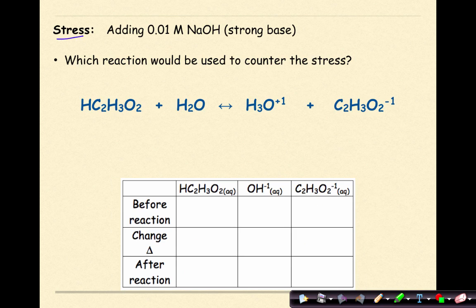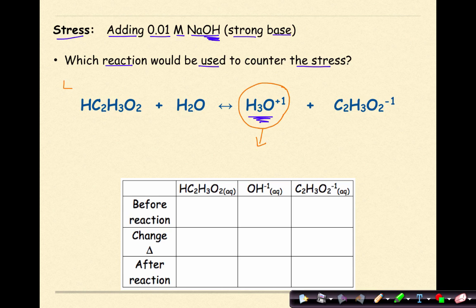So the stress in this situation is the addition of 0.01 molar sodium hydroxide, which we know is a strong base. Which reaction out of our initial two reactions would be used to counter the stress? And if you look below, it's pretty obvious. Because we have an excess of hydroxide ions coming into solution, we need the situation where we have the hydronium ions in solution that are going to neutralize the incoming hydroxide ions. As a result, my amount of hydronium ions is going to decrease.